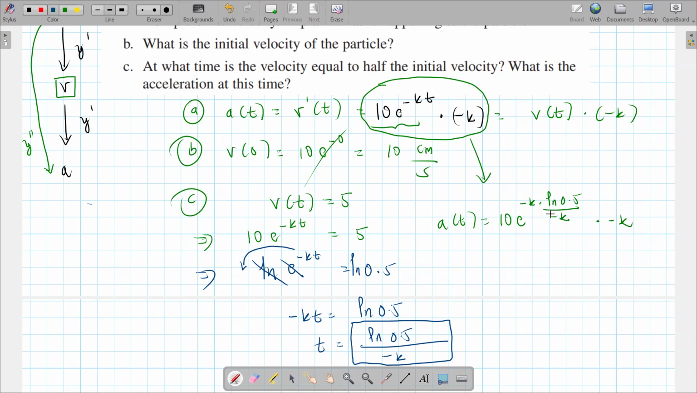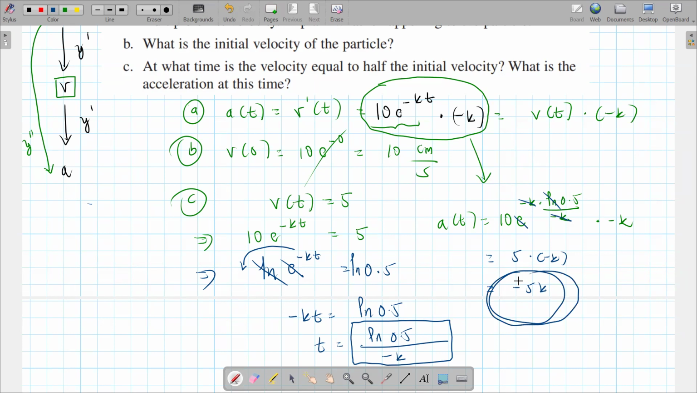Can clean this up a bit. This and this cancel out. This and this are inverse functions. They also end up canceling out. So you get 10 times 0.5, which is 5, times negative k. So the acceleration is going to be negative 5k for the final answer for this question.